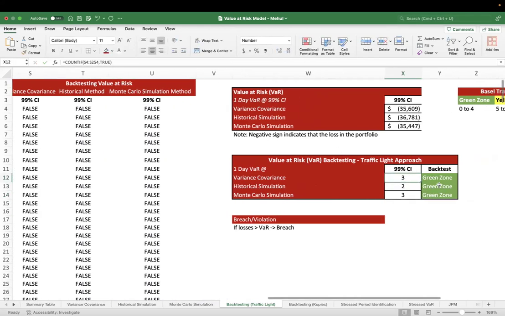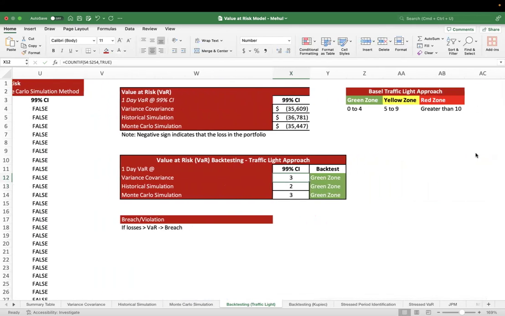And if you all remember, what was the limit? We were saying that if the breaches are between 0 to 4, it is in the green zone. If the breaches are between 5 to 9, it is in the yellow zone. And if the breaches are 10 or greater, it is in the red zone. So how many breaches did we see here? Using the value at risk number from variance covariance, we saw three breaches. Using the historical method, we saw two breaches, and using Monte Carlo, we saw three breaches. So because the breaches for all the models are in the green zone, we can say that the risk of the value at risk model is low.